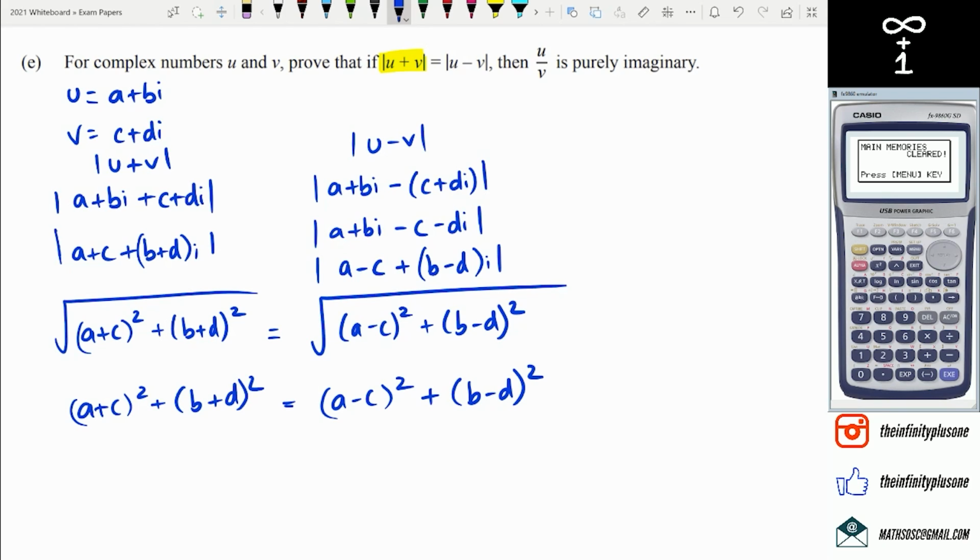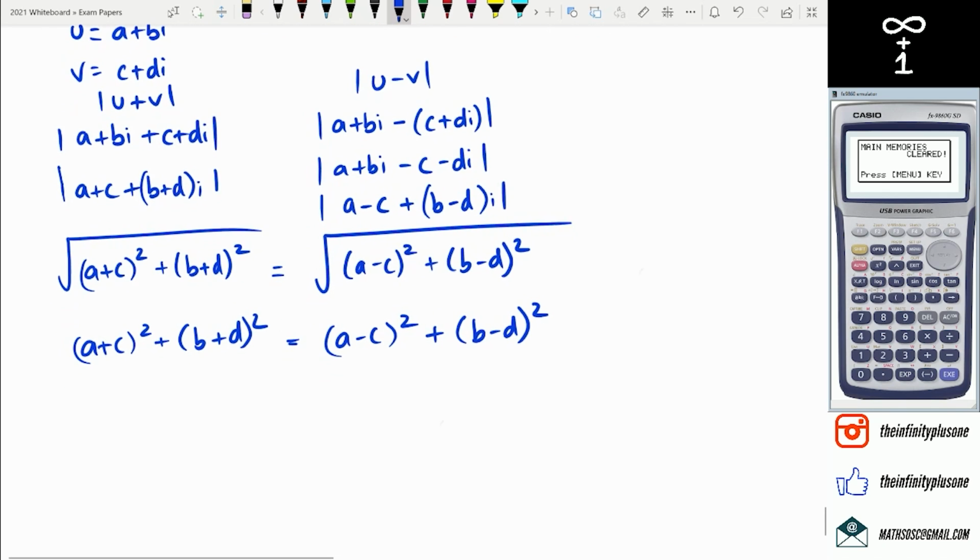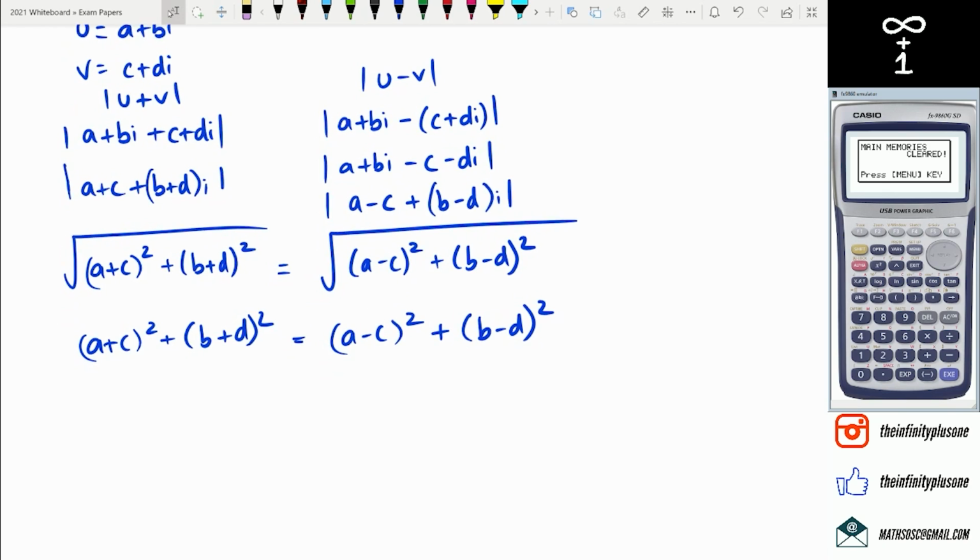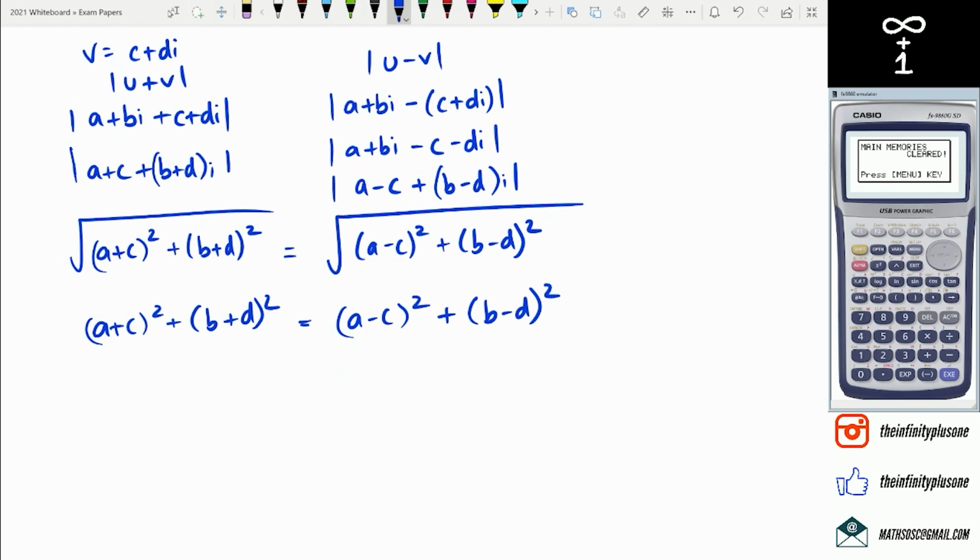So that is what I have got so far. All right. Now I need to expand these little brackets and bring it down to a nice little statement. So it's a whole lot of quadratic expansions, but that's what it is. So I got a plus c times a plus c. That's going to give me a squared plus 2ac plus c squared. b plus d squared is going to give me b squared plus 2bd plus d squared.